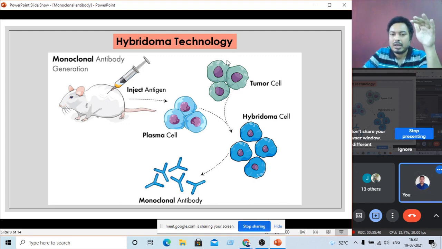They block. After blocking this, all the tumor cells which are non-hybridized died. This is one condition. Next condition. Suppose only the plasma cells are there in this HAT medium. So plasma cells have a normal life period.